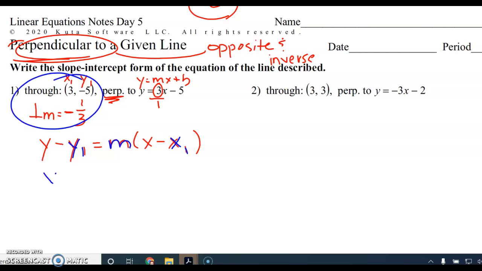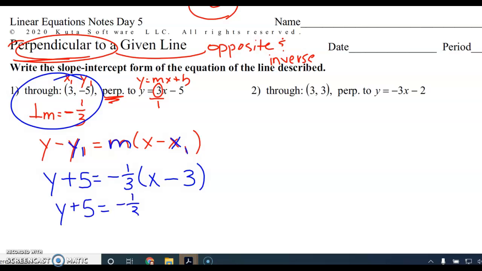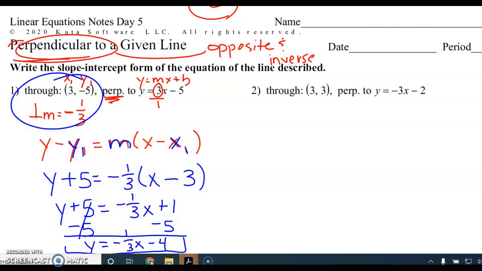So we would go y minus negative 5 makes it y plus 5. Slope is negative 1/3 times x minus the x coordinate, 3. So we would distribute. We have y plus 5 equals negative 1/3 x. Negative 1/3 times negative 3 is positive 1. To get rid of a plus 5, we subtract 5. So we're in slope-intercept form at y equals negative 1/3 x, 1 minus 5 would be negative 4. So perpendicular slopes are opposite inverses.